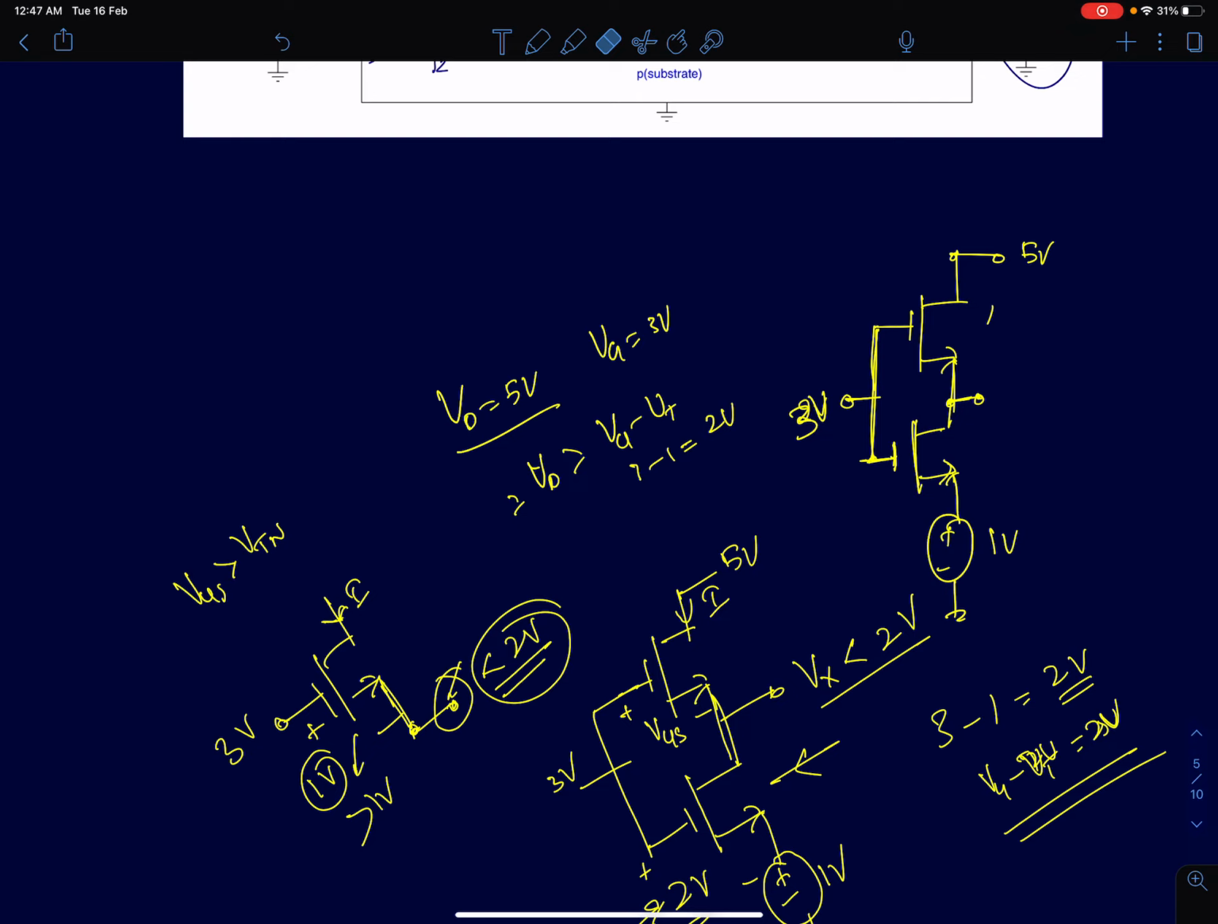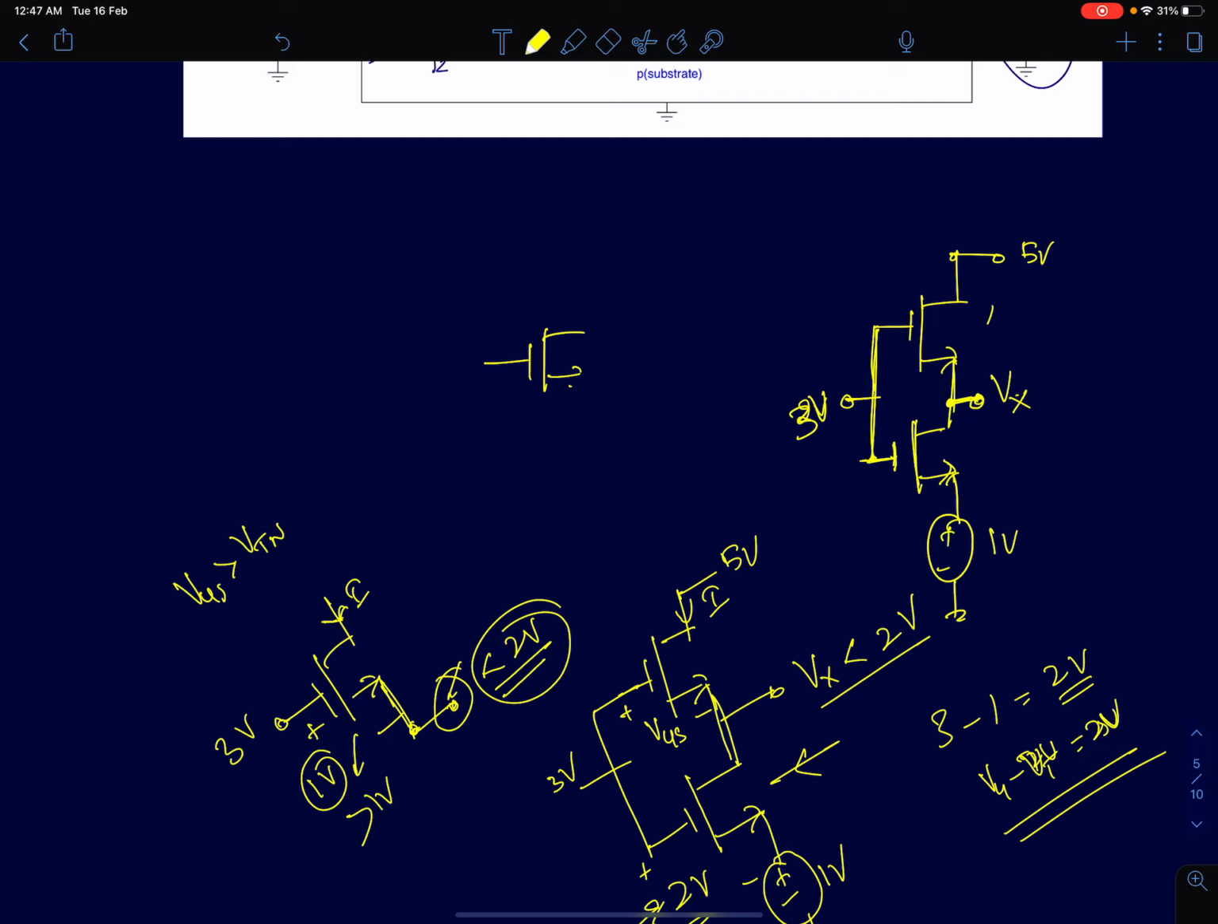Now let's try to find the region of operation of the second device. I'm going to call this intermediate node voltage Vx, since we don't know what it is yet. Now I'll use a very simple understanding of a MOSFET. We just showed that the upper device is conducting. If you look at the lower device here, the gate is at 3 volts, source is at 1 volt, so VGS is 2 volts, which means VGS is greater than VT. VT is 1 volt, so the lower device is conducting, which means there is some current flowing in both devices.